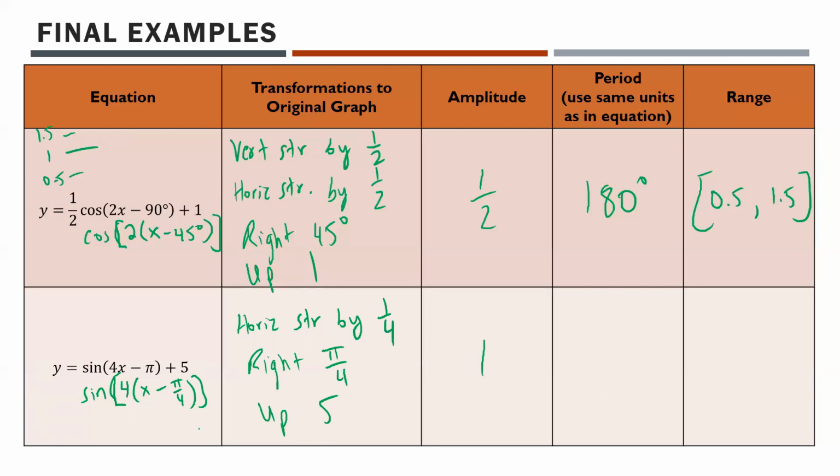The period, using the same units here, of course, radians. So we'll take our horizontal stretch, 1/4, and times that by 2 pi. 2 pi times 1/4 is 2 pi over 4, or in other words, pi over 2. That would be the period. And then the range, use that strategy one more time, 5 going up by the amplitude. So up 1 is 6, down 1 is 4. So our range here is from 4 to 6.